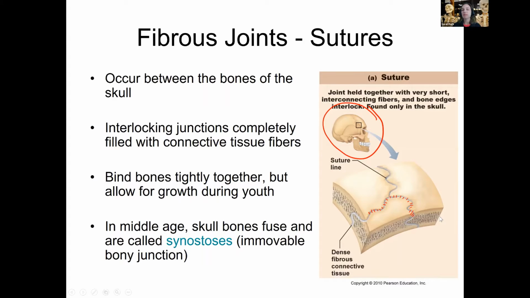Eventually what's going to happen is as you get older and your bones stop growing and the growth plates fuse, those sutures become synostoses. You don't have to remember that, so I'll cross through it. I'm not going to ask you anything about those. You just remember sutures are in the skull. Okay, y'all have enough to remember.